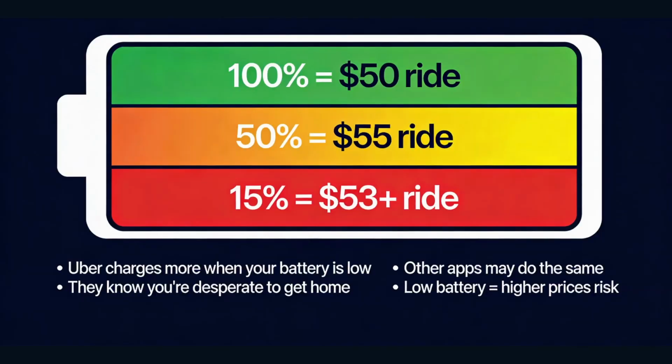So let's talk about that low battery price trap. Uber increases prices when your battery is low. Why? They know you're desperate to get home or to wherever you're going. Amazon may do the same, but DoorDash and other apps track battery too. Companies exploit urgency created by low battery, so keep that in mind. A lower battery equals higher price risk.